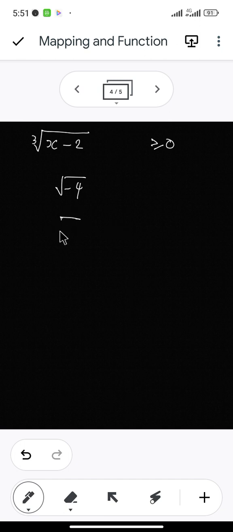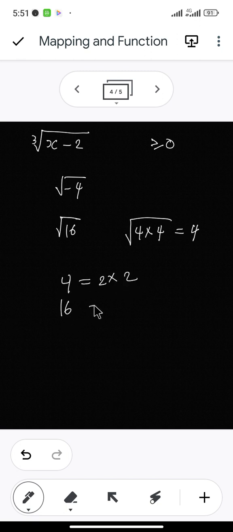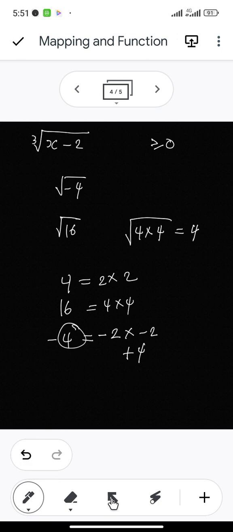What do I mean? If you have the square root of 16, it means the square root of 4 times 4, which gives you 4, right? Now, -4 is not a perfect square. 4 is a perfect square because you have 2 times 2. 16 is a perfect square because you have 4 times 4. But -4 is not a perfect square, because when you multiply 2 times 2, you can't get -4. When you multiply -2 times -2, you can't get -4. It's going to give you +4. So this is not a perfect square.